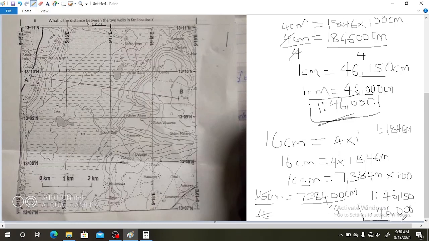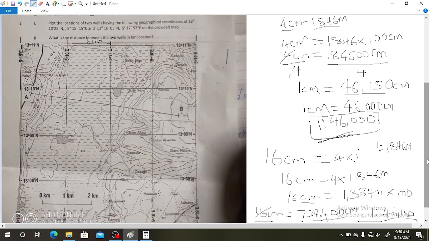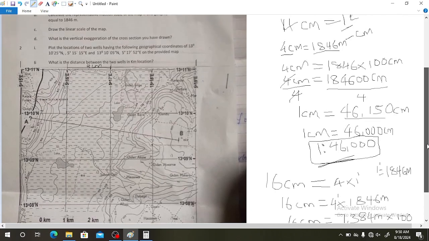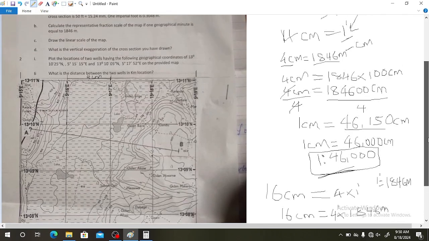It's as easy as anything you can think of. You can use one box, you can use the whole length. As long as you make a good measurement, you should be able to get the same thing. You can try it yourself, pick any map and try it, so that you can have the confidence to approach any exam that gives you these kinds of questions.